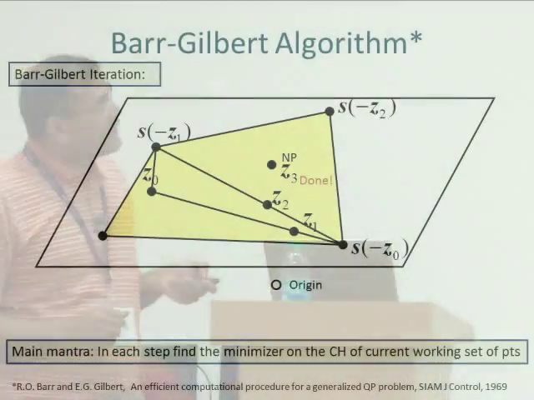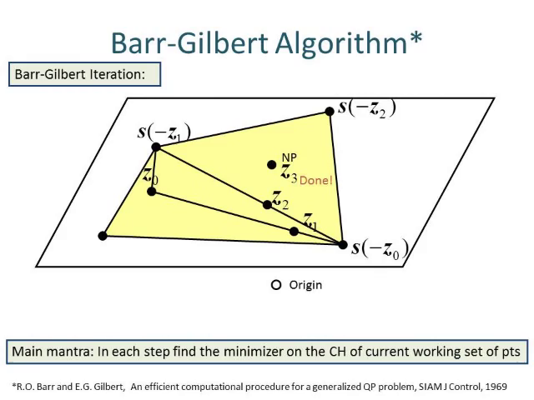So Gilbert and one of his students, Barr, went on to create a new algorithm called the Barr-Gilbert algorithm, looking for finite convergence. This has a very close relationship with a method called chunking. It's very similar in spirit. Here, in a typical iteration on the same problem, the main mantra is that in each step you find the minimizer on the convex hull of the current working set of points.